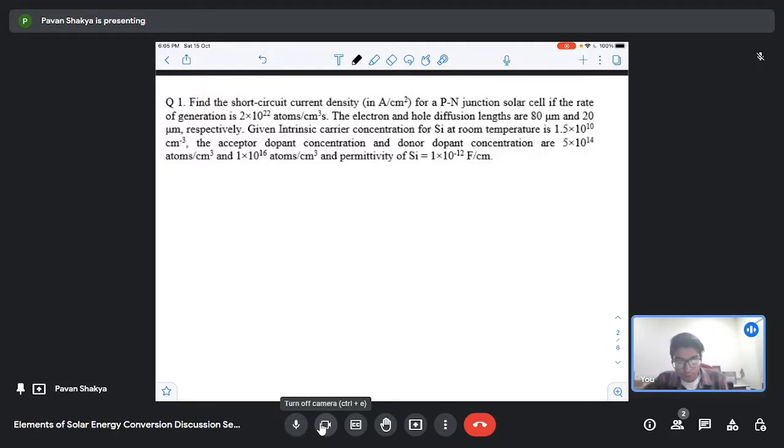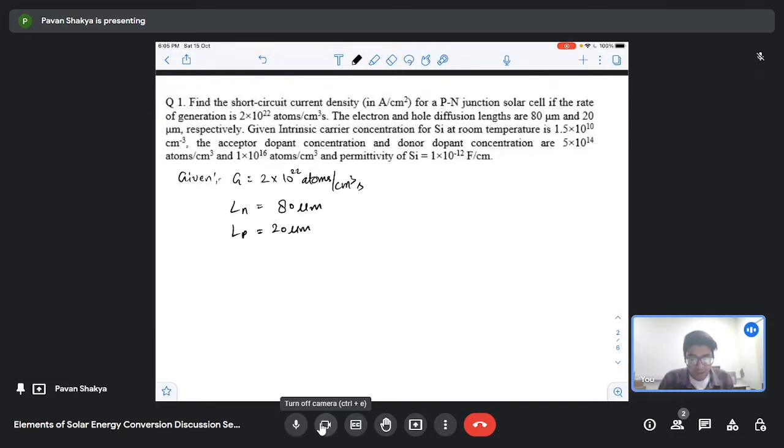First, the data given in the problem, I am going to write. The generation, which we denote as G, is given as 2 into 10 to the power 22 atoms per centimeter cube. After that, the electron and hole diffusion lengths are given. The electron diffusion length that we denote as Ln is 80 micrometer and Lp is given as 20 micrometer.